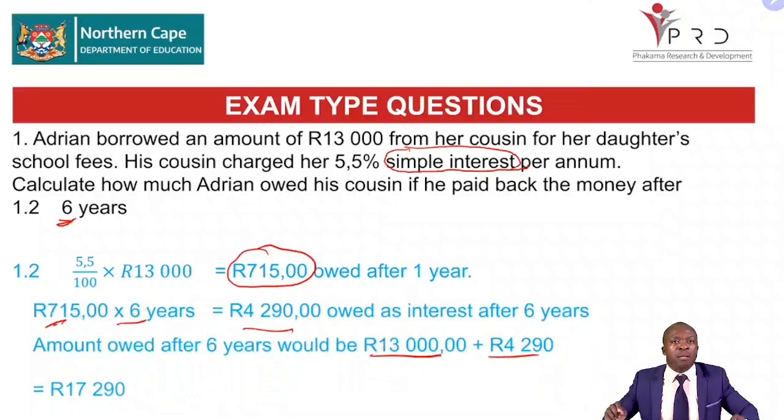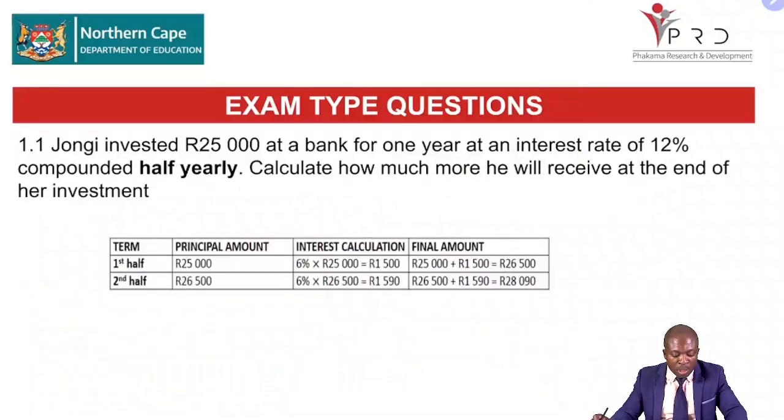17,290. Well done. We are getting somewhere. Let's look at another question. Jongi this time invested 25,000. 25K. That's a lot of money. What is the interest? 12%.